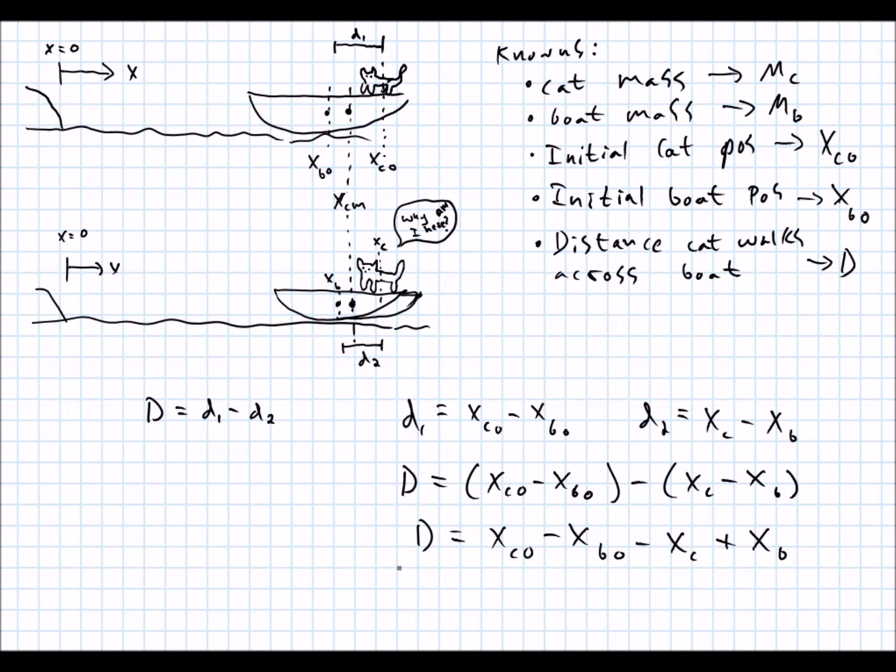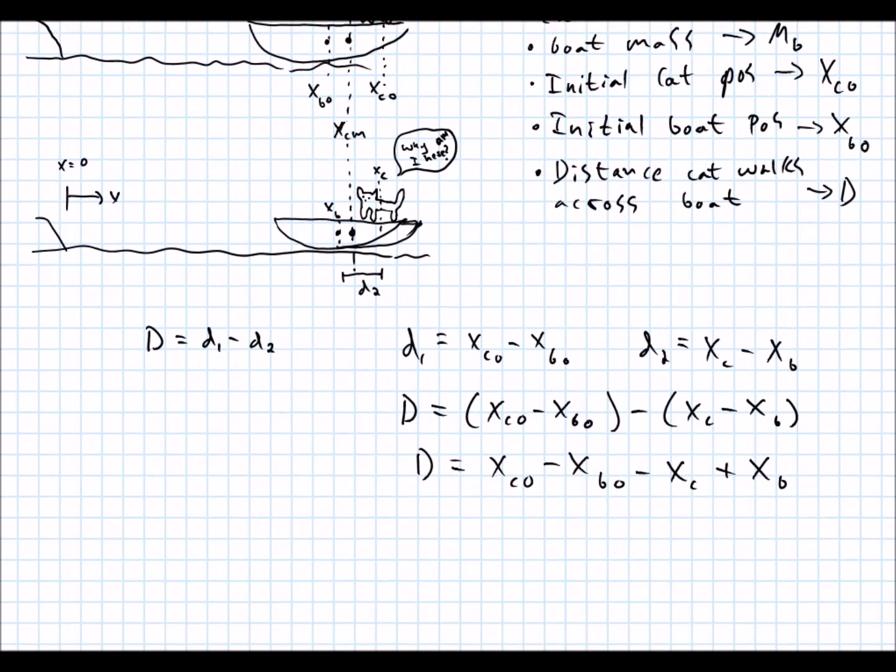We know d, we know xc initial, we know xb initial. We're looking for xc, but we don't know the final position of the boat. That was not given. So we have one equation and two unknowns, and we can't do it. We're going to need another equation. Now remember, I said that the center of mass is not going to move. That's what's going to get us our other equation.